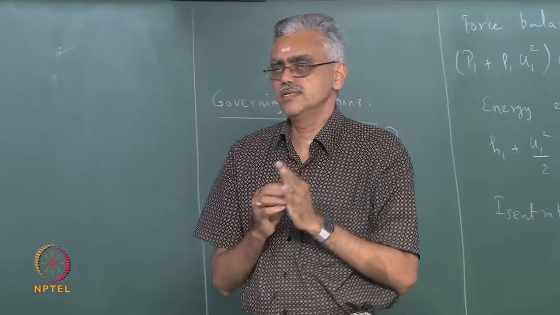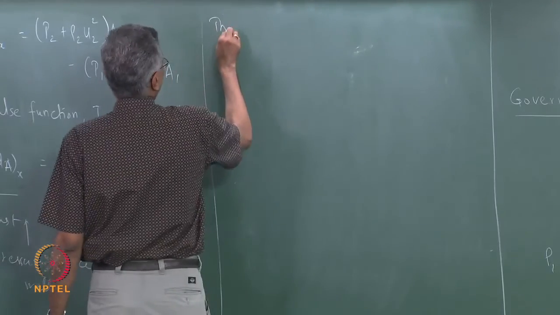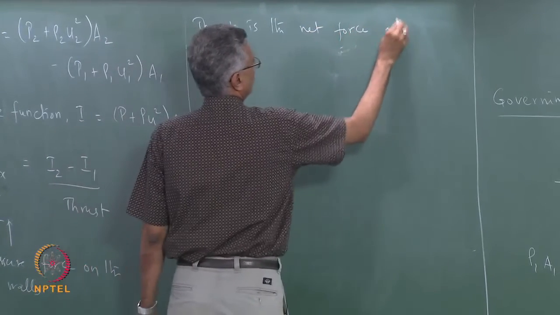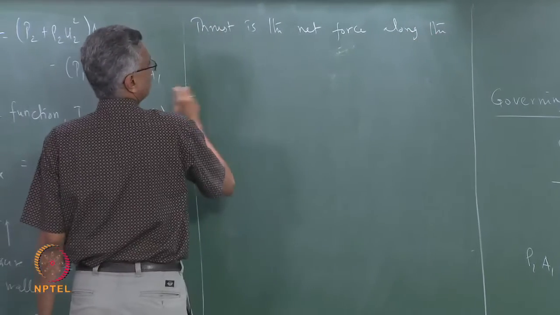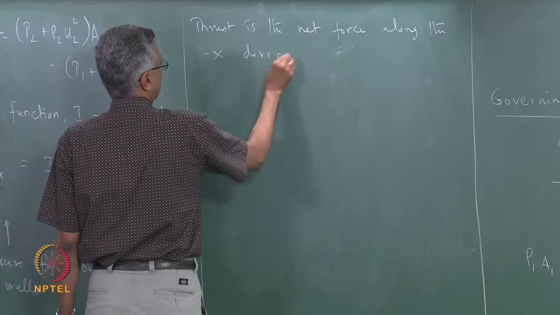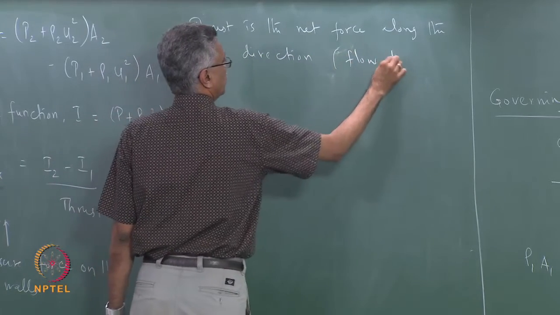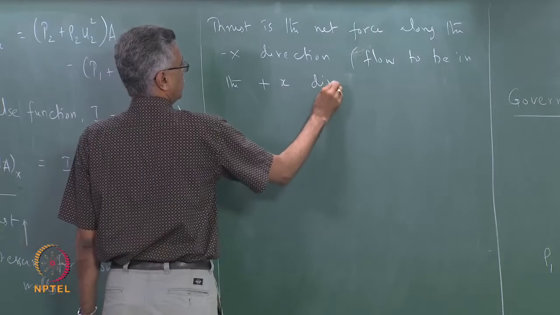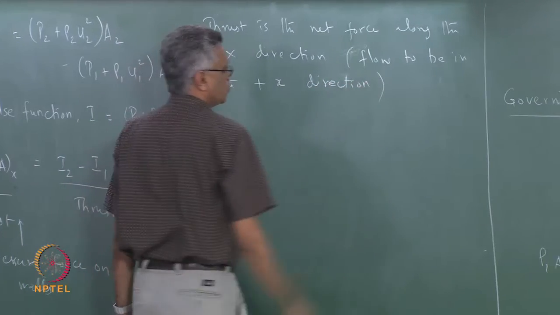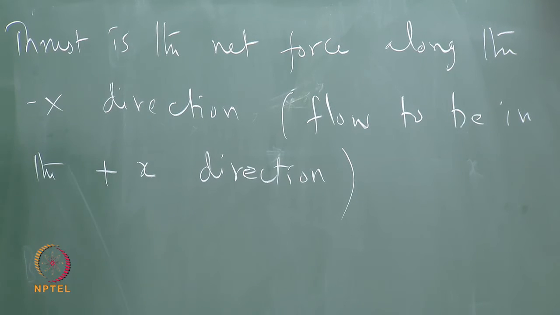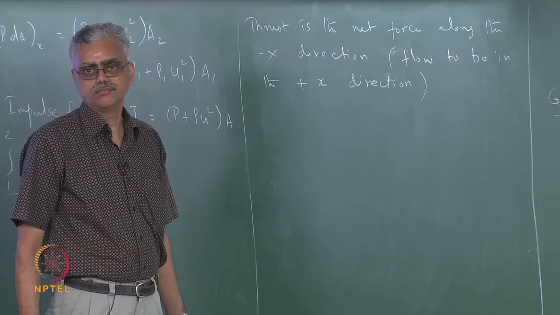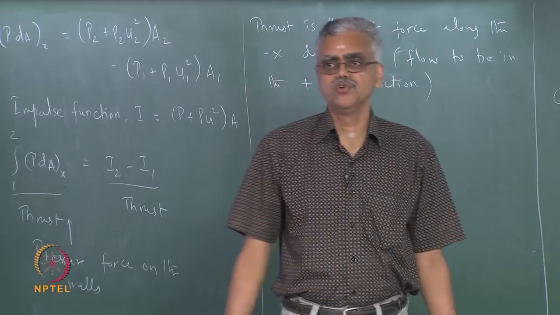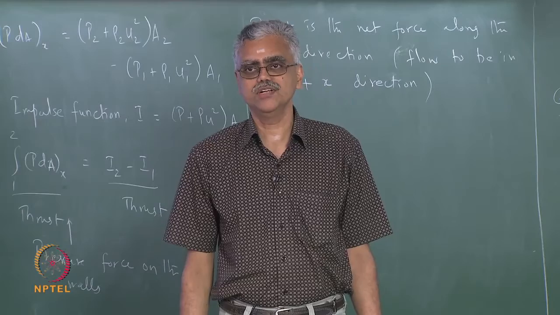Okay? Notice that thrust is the force along the negative x direction, assuming flow to be in the positive x direction. So if the flow is in the positive x direction, thrust acts in the positive direction. Okay. So, when I do I2 minus I1 and I get a positive value, that to me tells that I am producing thrust. If I get a negative value, to me tells that I am actually producing drag.